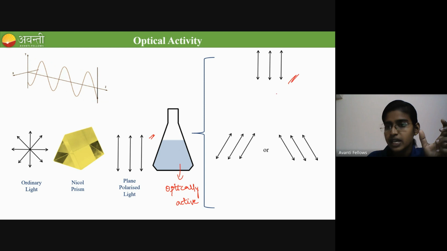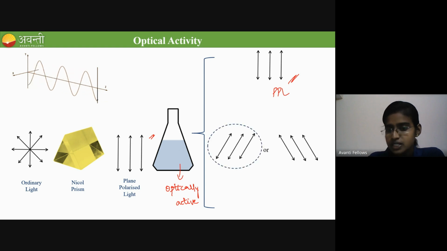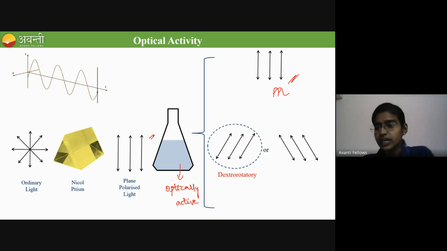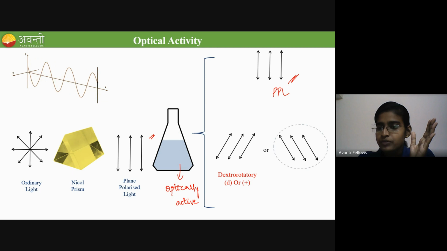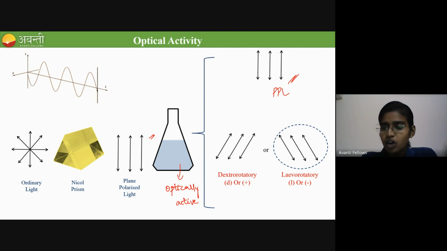So this is the plane polarized light, which has given light only in one direction. If I pass this through an optically active solution, that compound will rotate the light in two different directions. One is clockwise and the other is anti-clockwise. The first one is going towards the right side, so it is clockwise. Clockwise is otherwise called dextro-rotatory. The other one is rotating the light anti-clockwise, which is called levo-rotatory. Dextro-rotatory is represented by a small d or plus, and levo-rotatory is represented by a small l or minus.